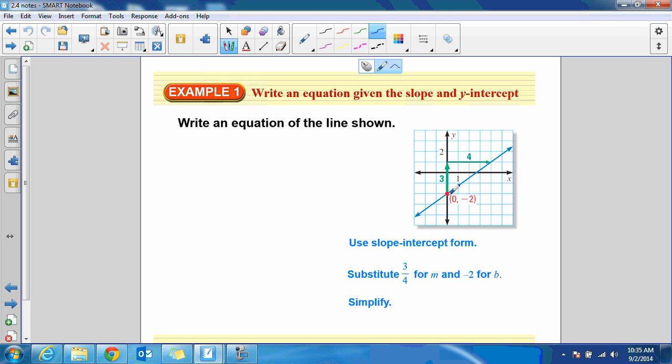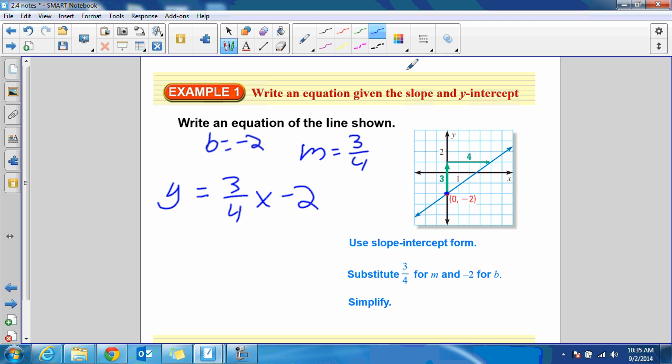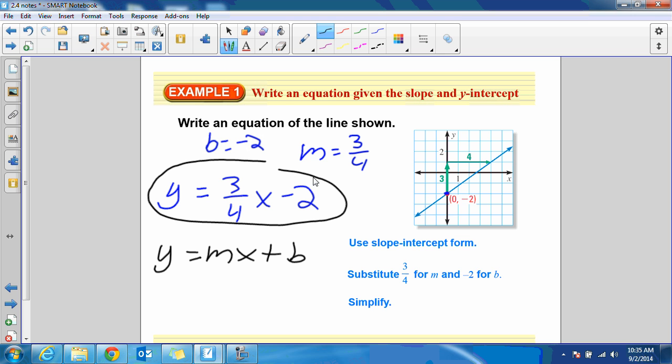Based on the graph, they give us where it crosses the y-axis, which is -2, so we write b equals -2. And our slope, it shows us, goes up 3/4. So our slope would be rise over run, which would be 3/4. So we'd write y equals 3/4 x minus 2, because all we're doing is substituting in for y equals mx plus b. Substitute 3/4 for m, substitute -2 for b, and that would be our answer. Pretty easy when they give us that.